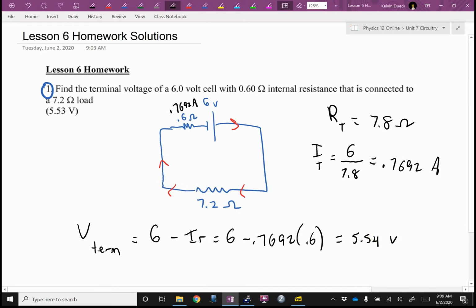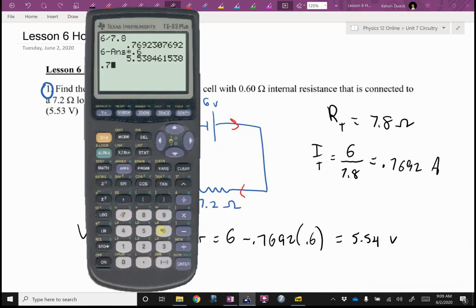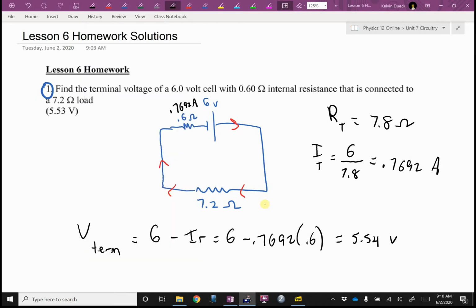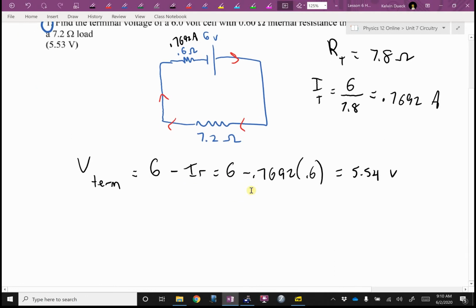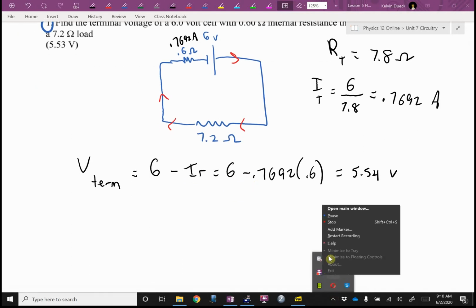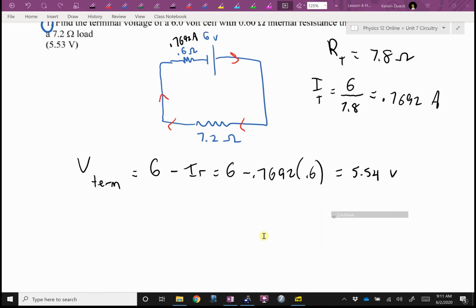Volt. Now the other way I could have done that is I could have just figured out that voltage right there because it's the only external resistor. So I could have gone 0.7692 times 7.2, and I also get 5.54 volts because that's what's left over to power the actual circuit. So you can find the terminal voltage by going EMF minus what you lose going through the battery, or just by calculating what's left over. I'm going to fix that answer key right now.